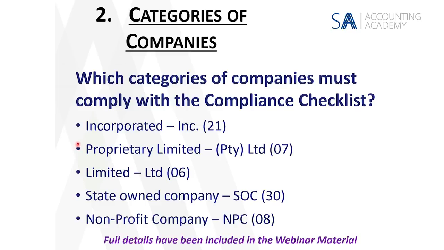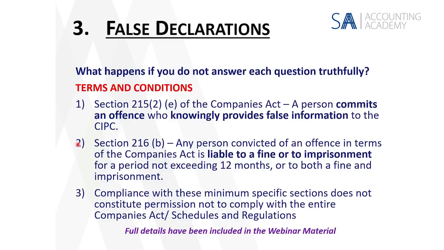So that's it. I've included full details for you in your webinar material, but those are the categories of companies that have to comply with this compliance checklist. What happens, I always have to ask this first of all, what happens now if there are any false declarations?